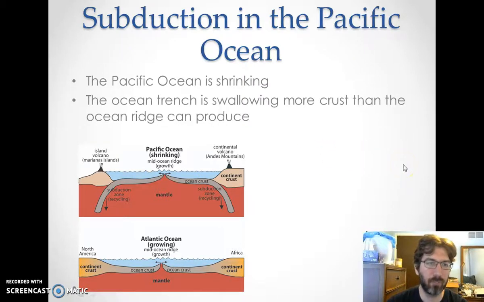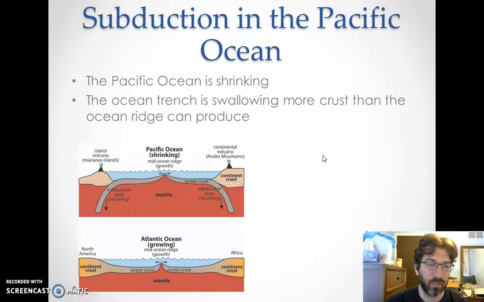So with that in mind, the Pacific Ocean and the Atlantic Ocean are two major oceans in the world. The Pacific Ocean is actually shrinking due to the fact that it is subducting more than it is pushing out. This is because our subduction zones are pretty big off our coasts, and we're just taking more into the mantle than we are giving out of the mantle.